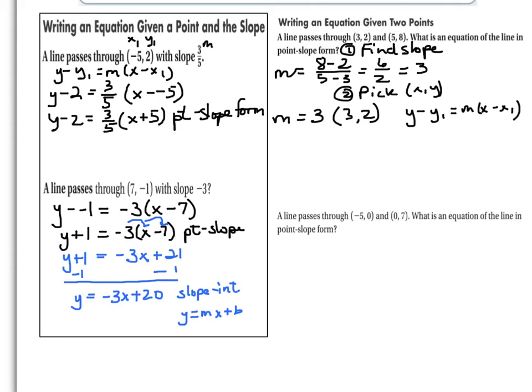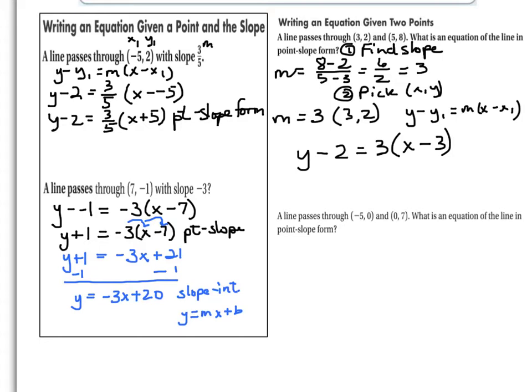So as I plug it in, y minus the y value, 2, equals the m, which is 3, times the quantity x minus the x value, 3. And that's your answer in point-slope form. Okay. All right. Second one.